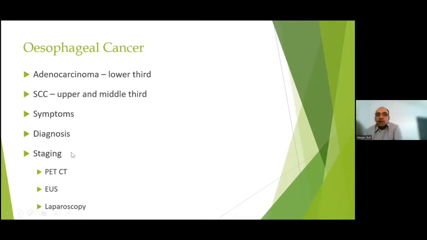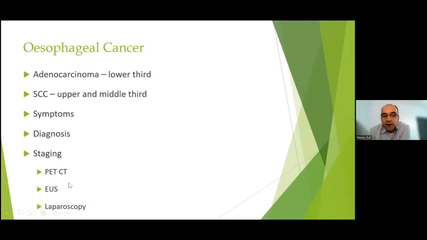Now, for staging purposes, you generally require a CT thorax, abdomen, pelvis to see whether there is any metastatic disease, and that's true of most or all cancers. But in particular, esophageal cancer also requires a PET scan as a baseline investigation to determine any distant metastatic disease. So PET scan is helpful for determining distant metastatic disease. It's not meant for diagnosis of the tumor itself.